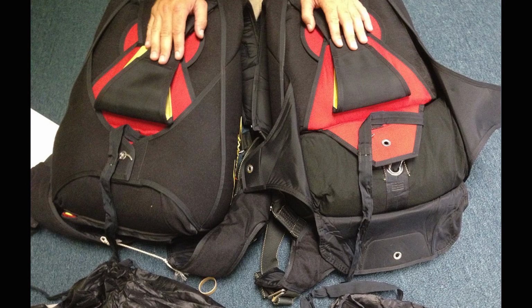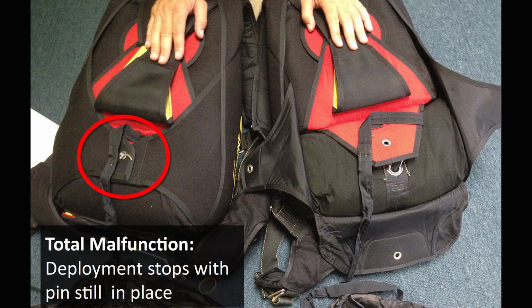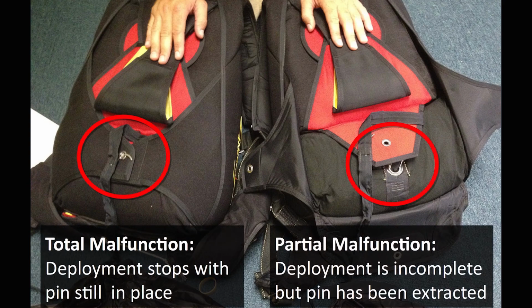If I found it and I throw it and nothing happens, I'm going to look over my shoulder, make sure my flaps are still closed. If they're still closed, I'm going to go straight to reserve. If my flaps are open, then it's a partial malfunction. So then I'm going to cut away and go to reserve.